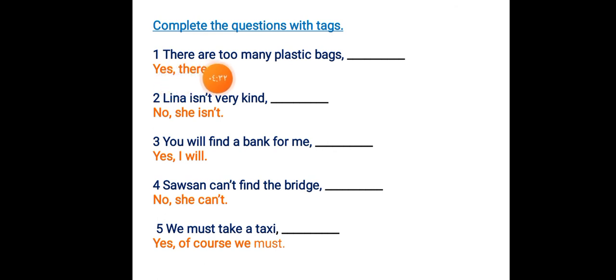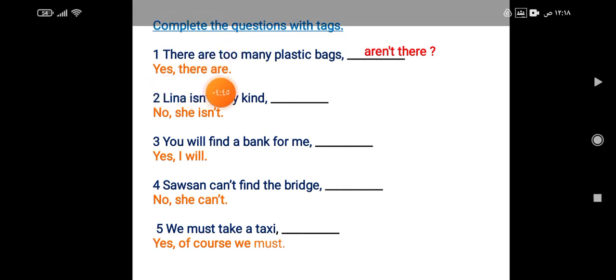Number 1. There are too many plastic bags. There are. This sentence is positive. هذه جملة مثبتة. So the question tag will be negative. Aren't there? And here the answer, yes, there are.